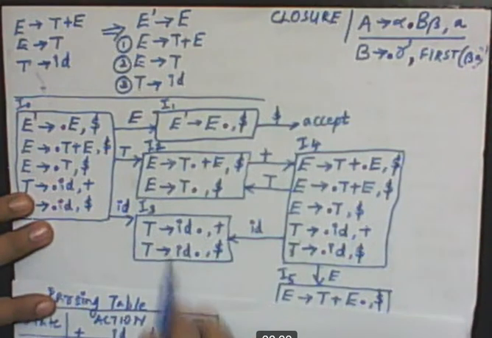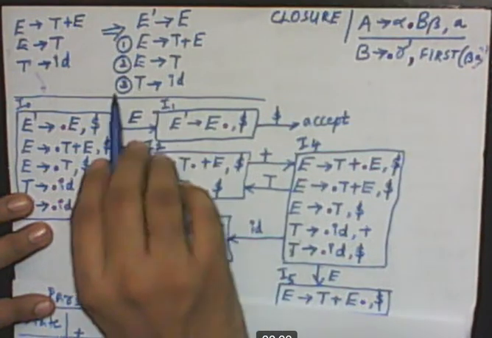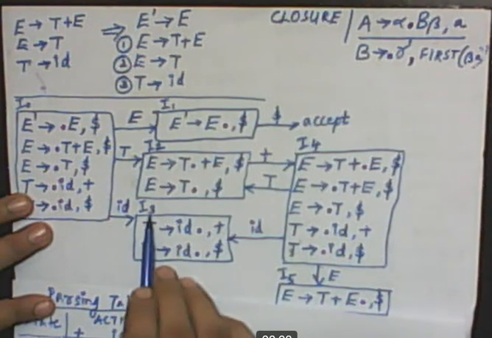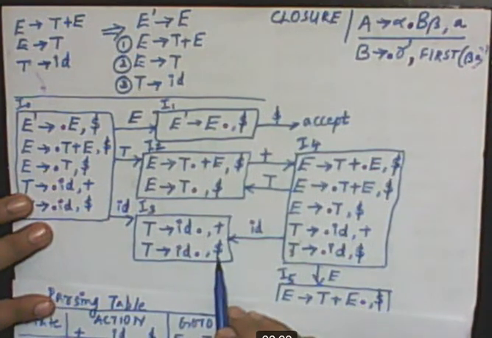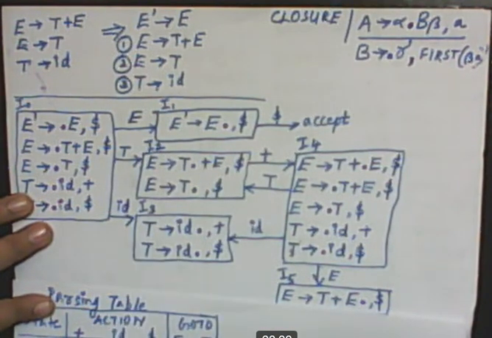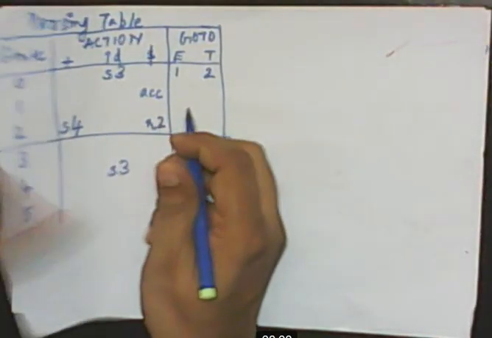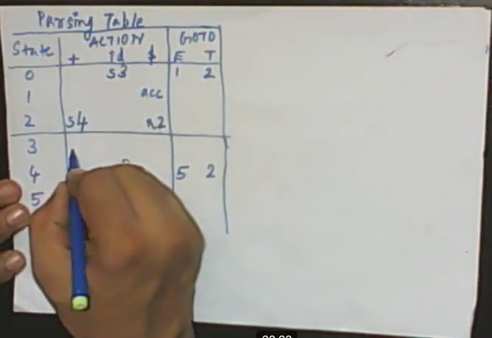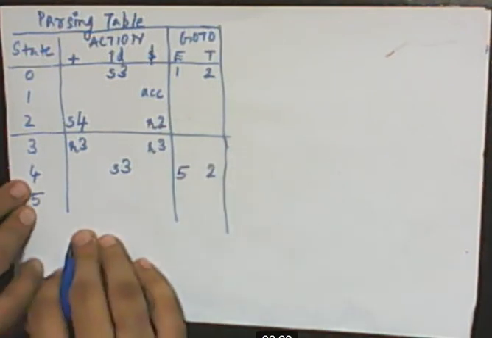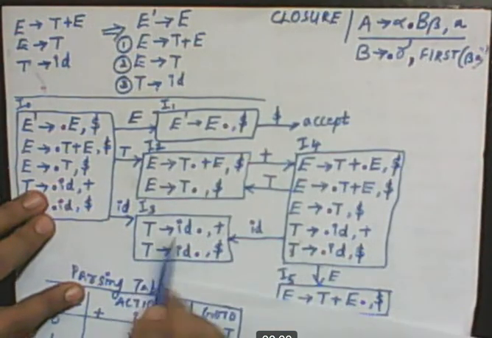Now let us see I3. So for I3 you have T gives ID, that is the final item. The production number corresponding to that is 3. So R3 needs to be filled for what? You have plus and dollar both. So R3 will be filled across plus and dollar. So R3 will be filled here, and for dollar also R3 will be filled, since you have plus and dollar here, and this is the item.